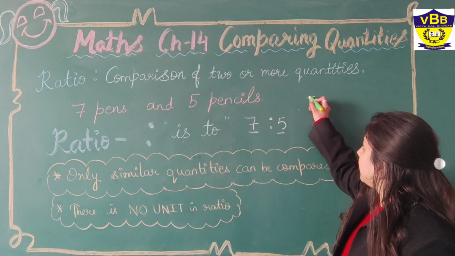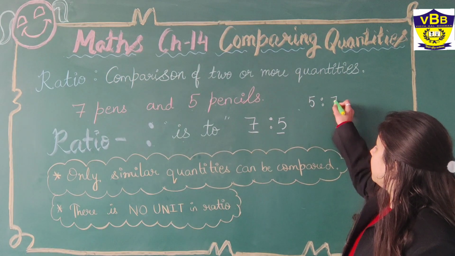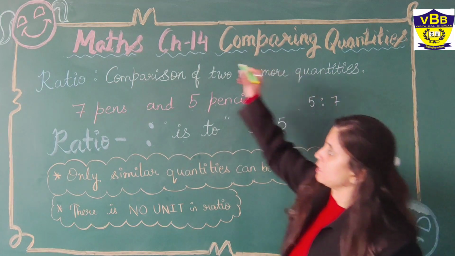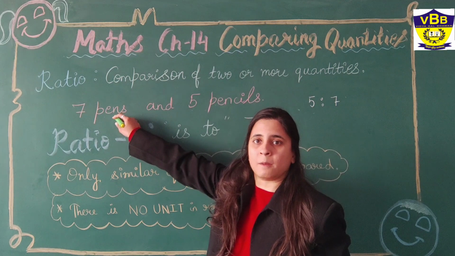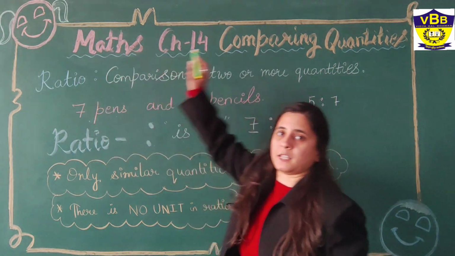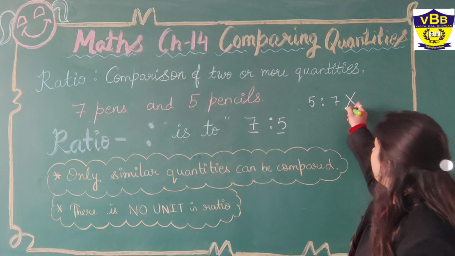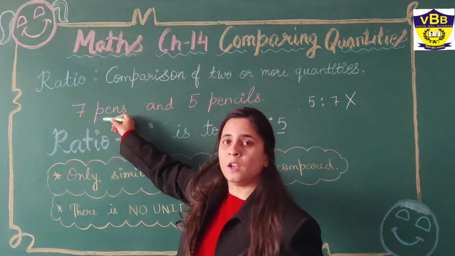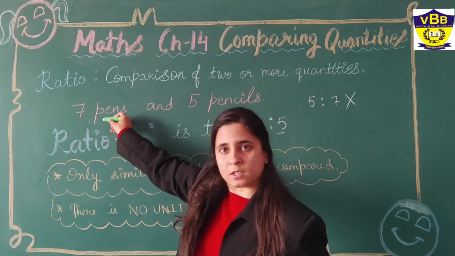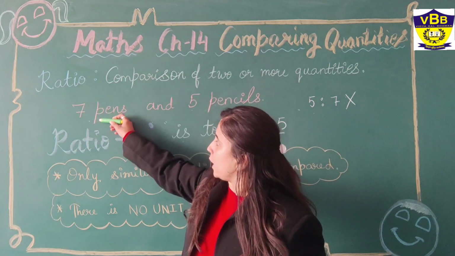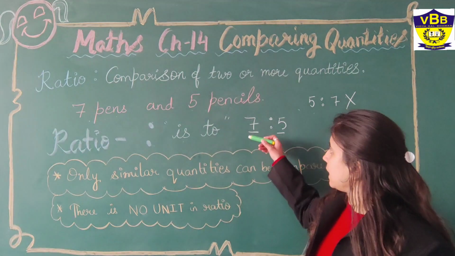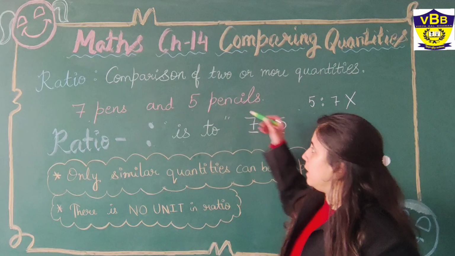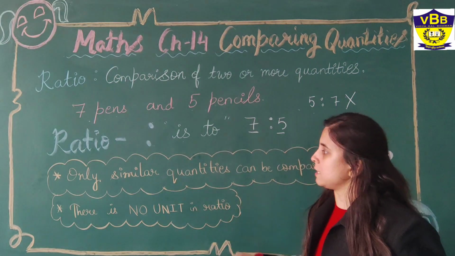We cannot write it in the form of 5 is to 7. If we write 5 is to 7, it means that we have 5 pens, but we are having 7 pens. So the ratio is always expressed according to the one which is given first. If we are given the quantity of pens first, then by expressing it in the ratio, we will write about pens first, and then the next thing. I hope it is clear.